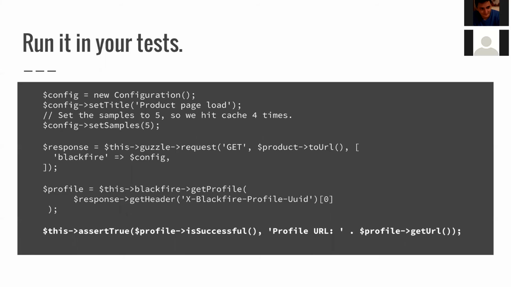And then I'm going to retrieve the profile. And essentially, at the bottom, I'm going to assert that the profile passes, if those assertions I previously defined pass. So now my tests are actually going to run the Blackfire tests without me having to use Blackfire's environment build. And then I can also have it output the profile URL so I can quickly go access it.